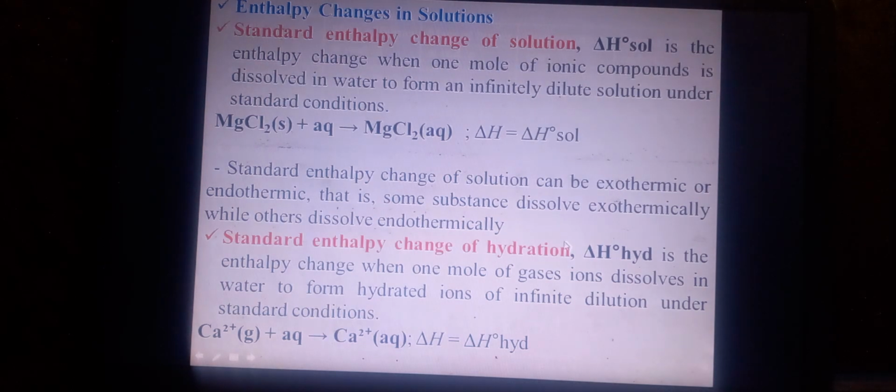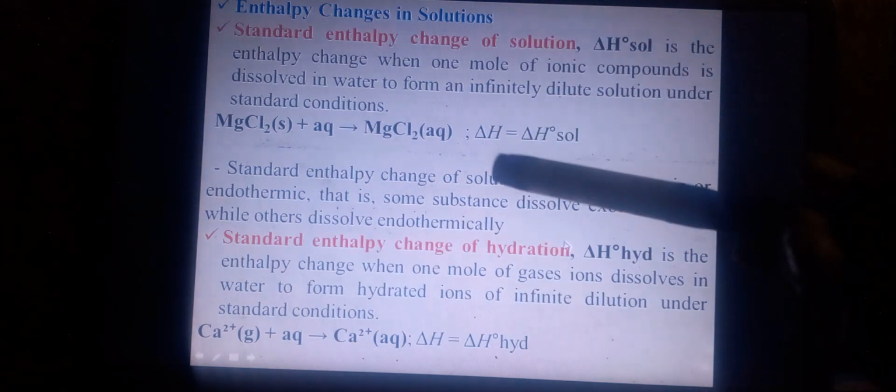So now I want to move forward and look at enthalpy changes in solutions, where basically we are going to look at what happens, or the various enthalpy changes, when you dissolve ionic compounds in water. We are going to look at some examples of ionic compounds. Then we are also going to define some of the terminologies used under enthalpy changes in solutions.